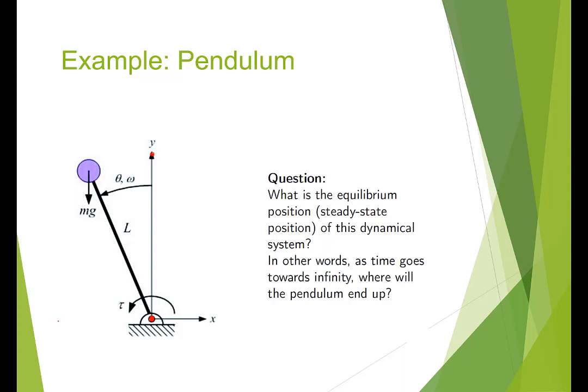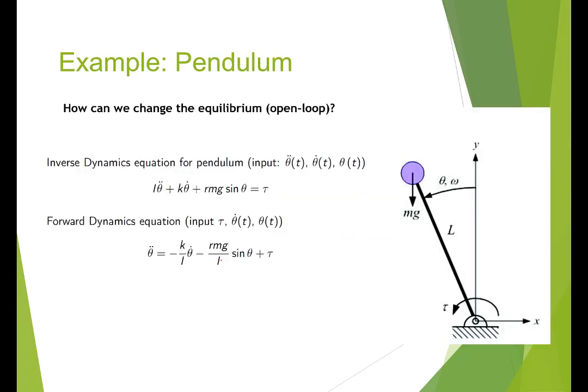And the question is, how can we change its equilibrium? In control terms, look at it as a robot with one link. How can you move it so it could go to your desired position, and stay at the desired angle? How can we do that?